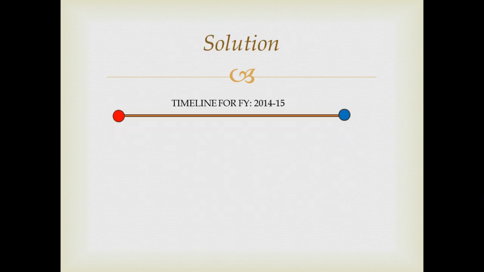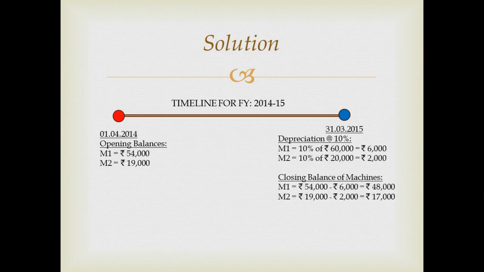Now our timeline for FY 2014-15. On 1st of April 2014, the opening balances of M1 is Rs 54,000 and M2 is Rs 19,000. On 31st March 2015, again depreciation shall be provided at the rate of 10%. For M1 it is Rs 6,000 and for M2 it is now for one full year, which is Rs 2,000, resulting in closing balances of machine M1 as Rs 48,000 and M2 as Rs 17,000.